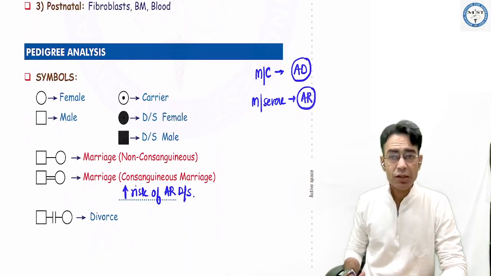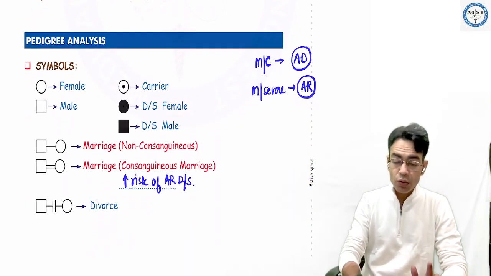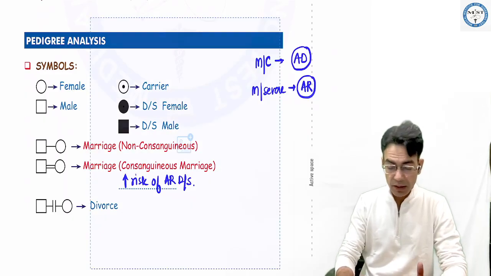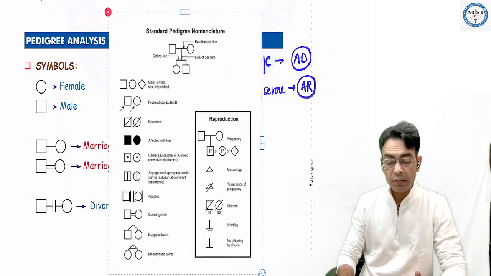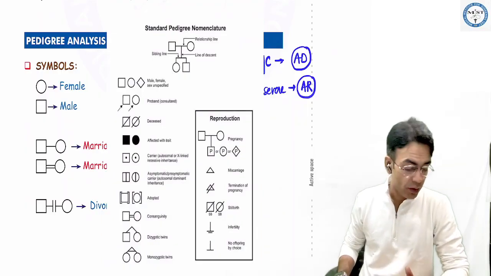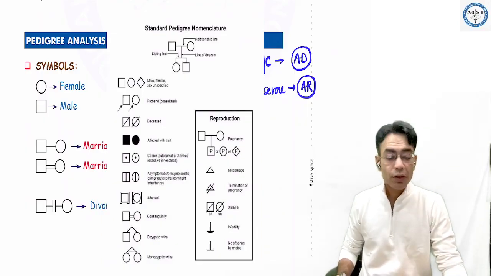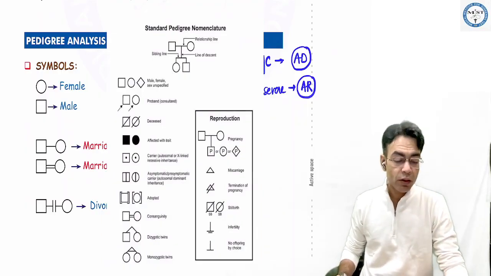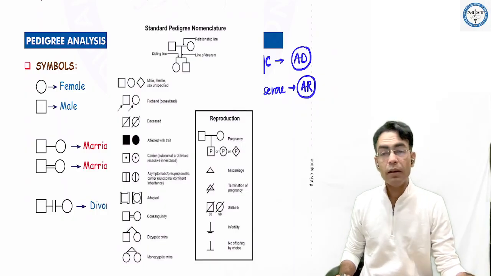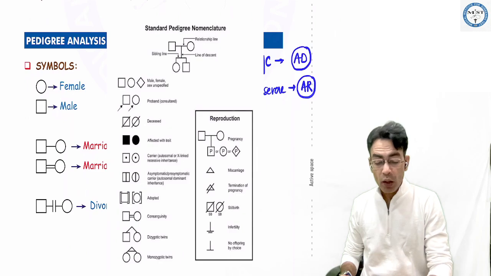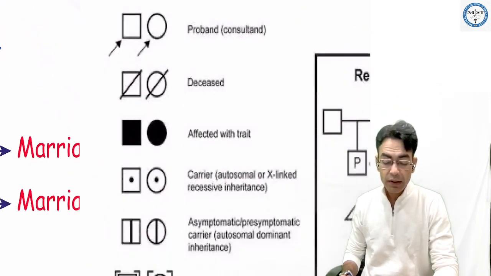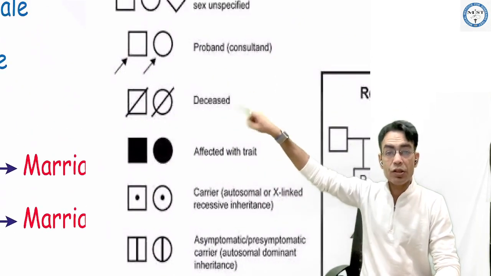For pedigree analysis, you need to know the pedigree symbols, because they keep asking. And this is one thing, these symbols you can make yourself if you do not have them. So, male, female, you all know that a square is a male and a circle is a female. Now, what else can you learn if they have this cross?